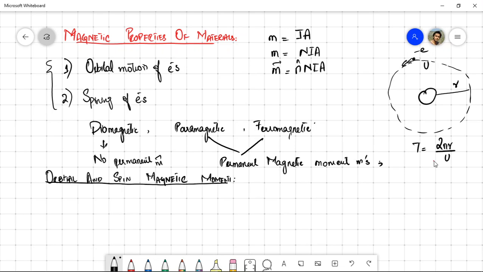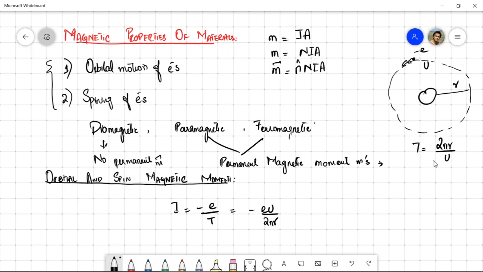As a result, this is a tiny current loop with current I. What will be the value of current I that is flowing due to this motion of the electron in this circular orbit? We know that I is equal to q over t. So I will be equal to minus e over t, and if we put the value of t here, I is equal to minus e u over 2 pi r. We have calculated the value of I.